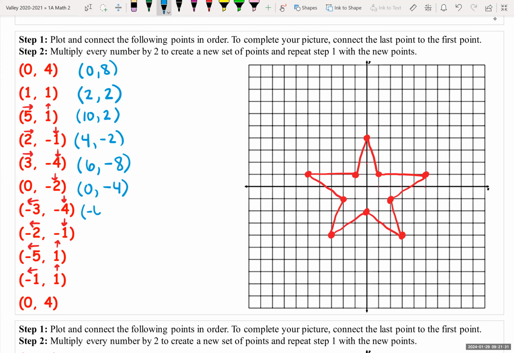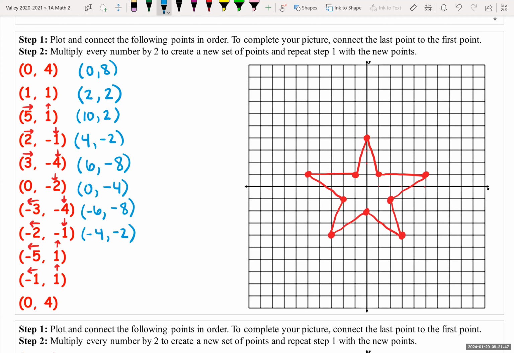-3 times 2 is -6. And -4 times 2 is -8. And then -2 times 2 is -4. -1 times 2 is -2. Okay, I'm going to let you finish.